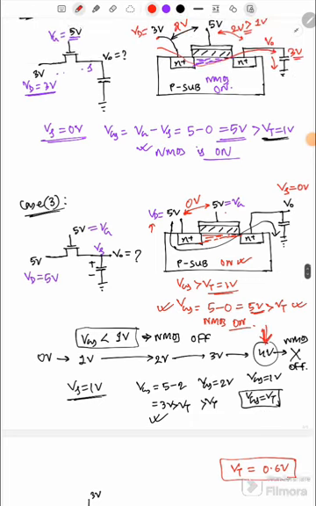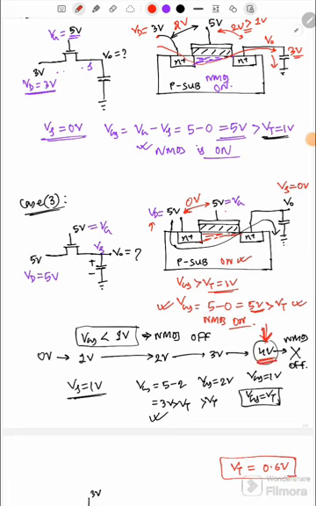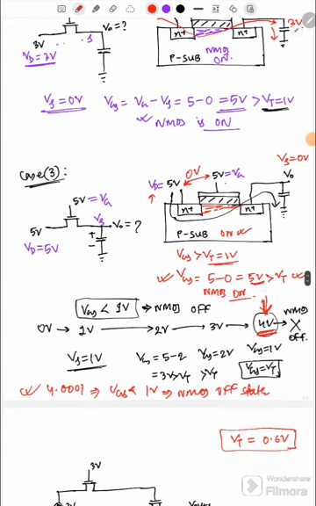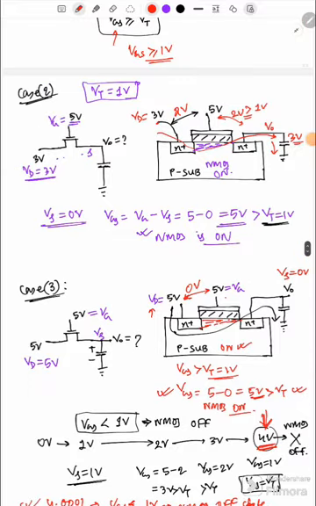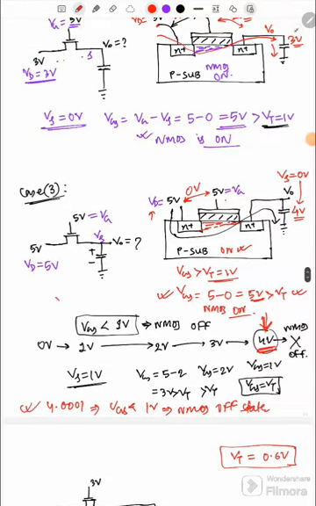So how much will it charge? It will charge up to 4 volt, because if it is 4.0001, then VGS will be less than 1 volt, and the NMOS is off. NMOS reaches the cutoff. So it cannot surpass 4 volt, so it will be charged from 0 to 4 volt. The final value of V output here is 4 volt.